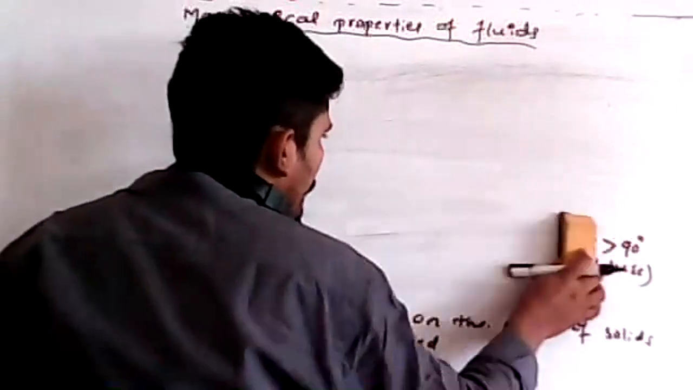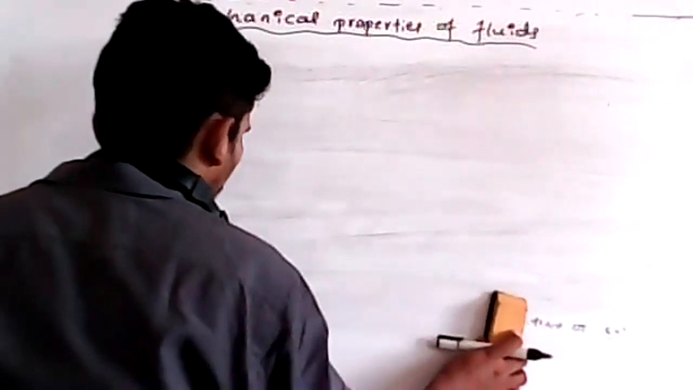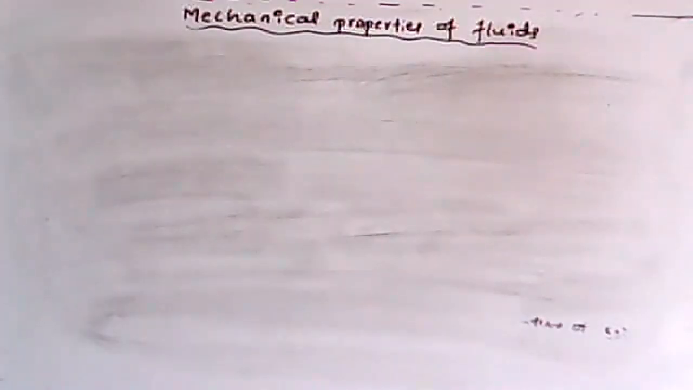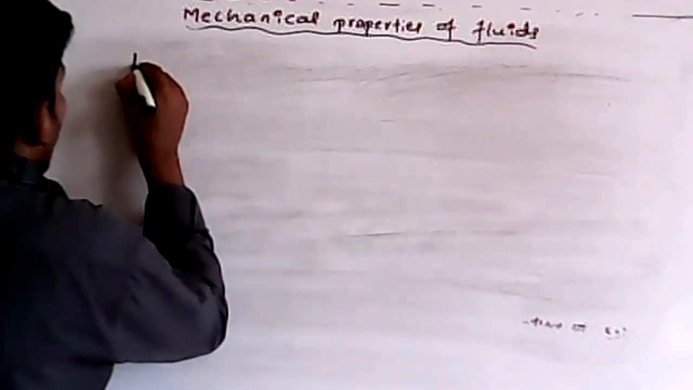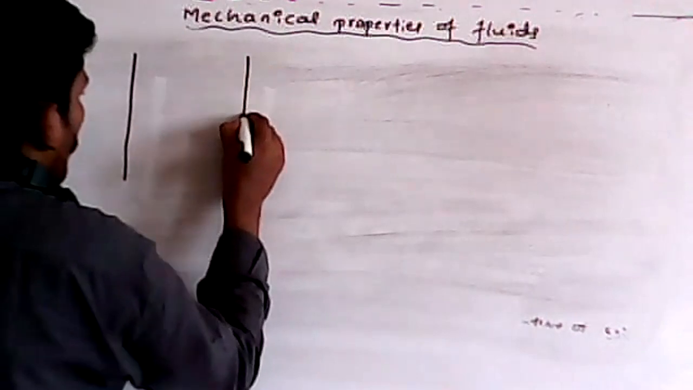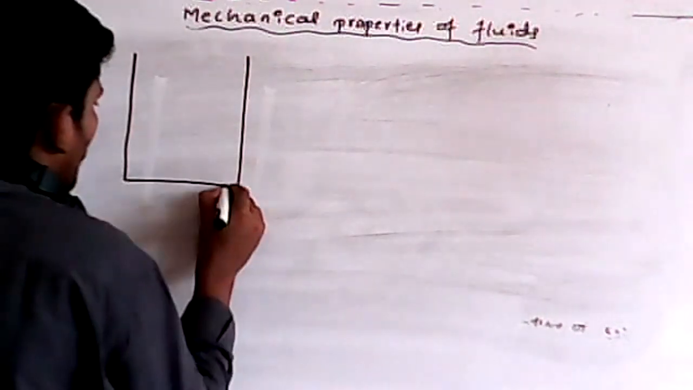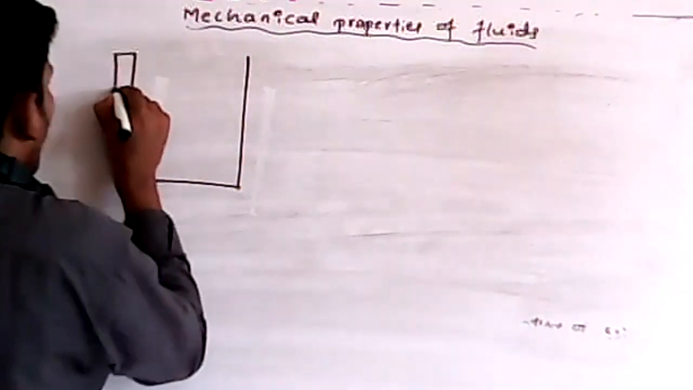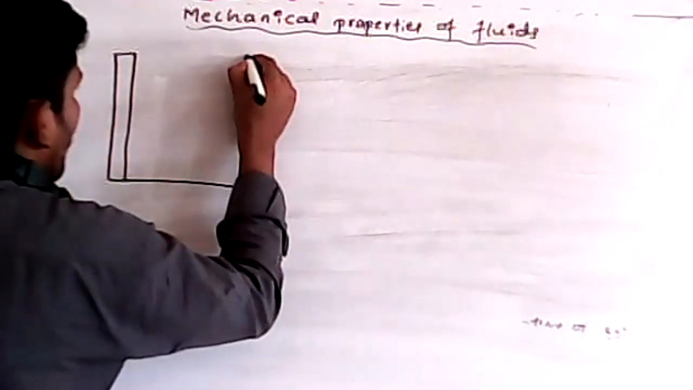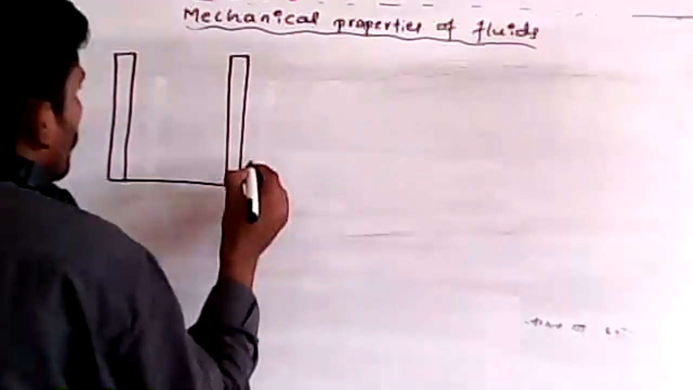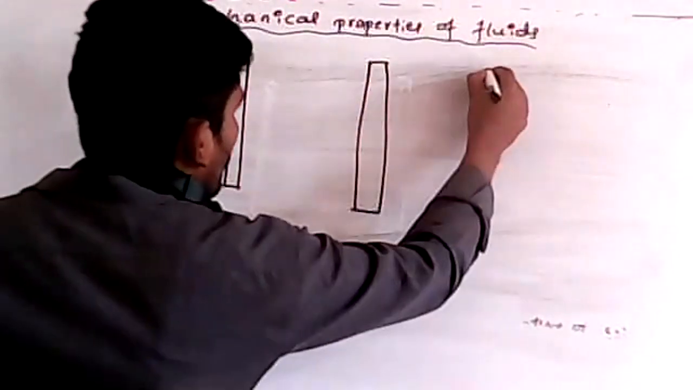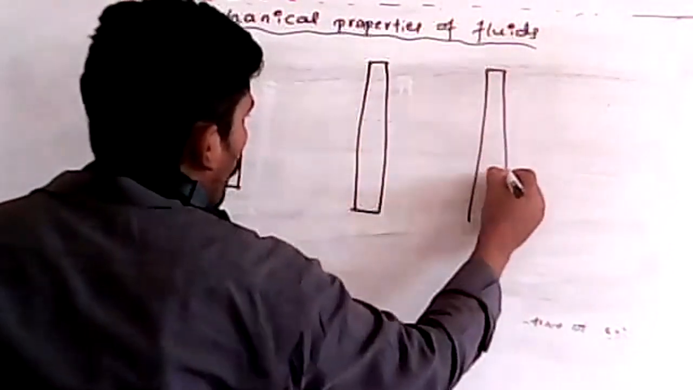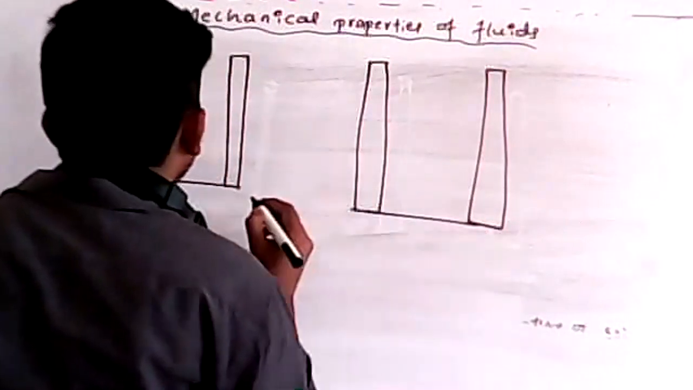So what is that point about angle of contact? For example, I will give you two scenarios here. Suppose this is a glass container. One will be filled with mercury, another one will be filled with water. Then what changes can you see?